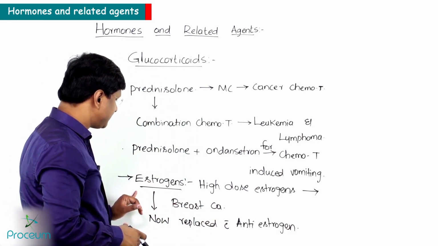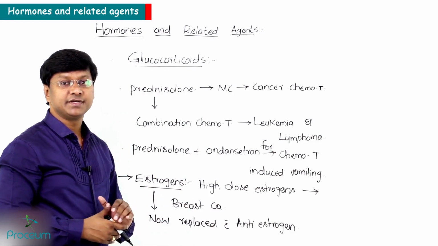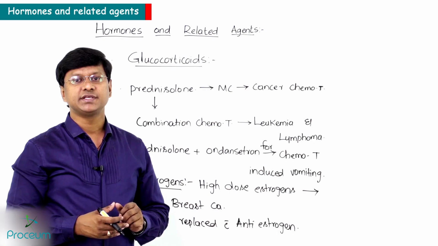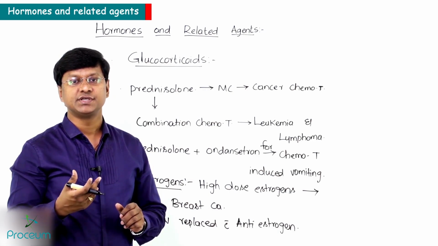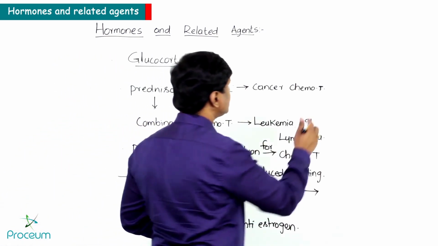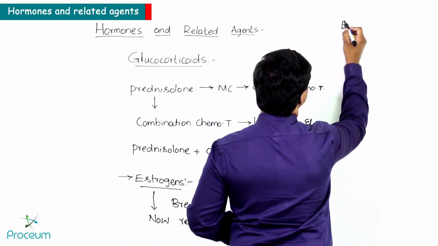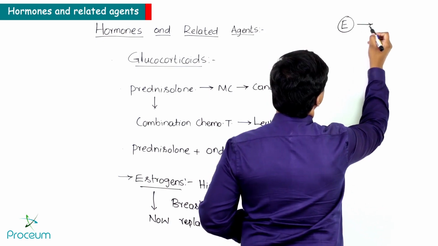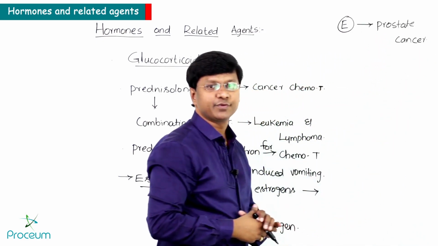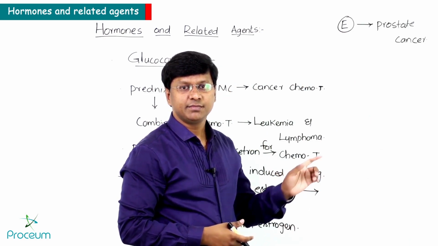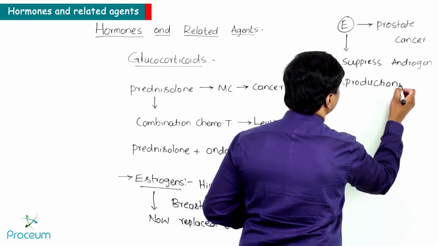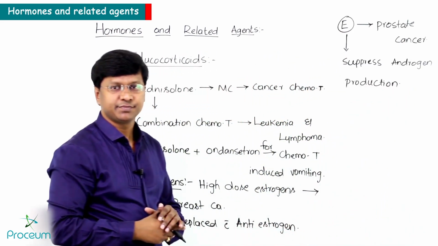Apart from breast carcinoma, remember estrogen is also effective in prostate cancer. Why is it effective in prostate cancer? Because it suppresses androgen production.